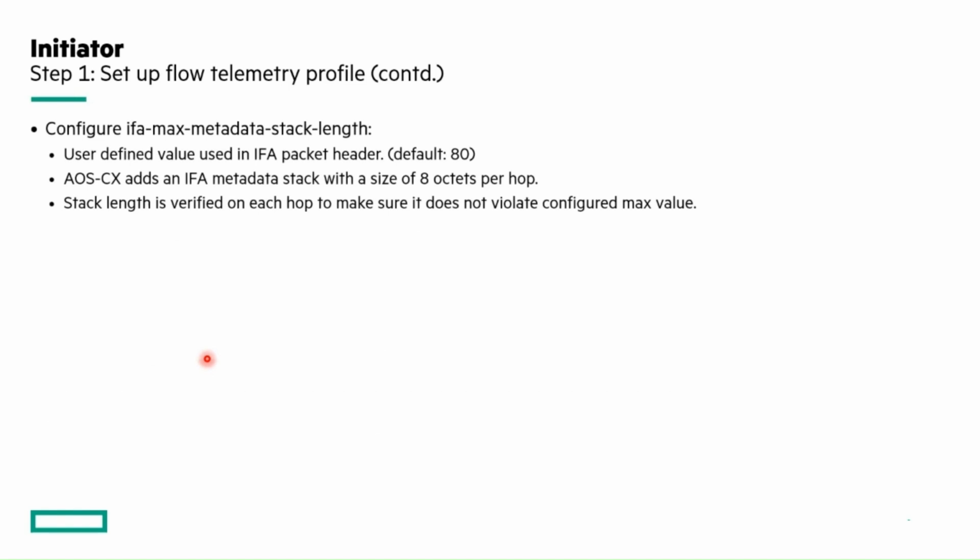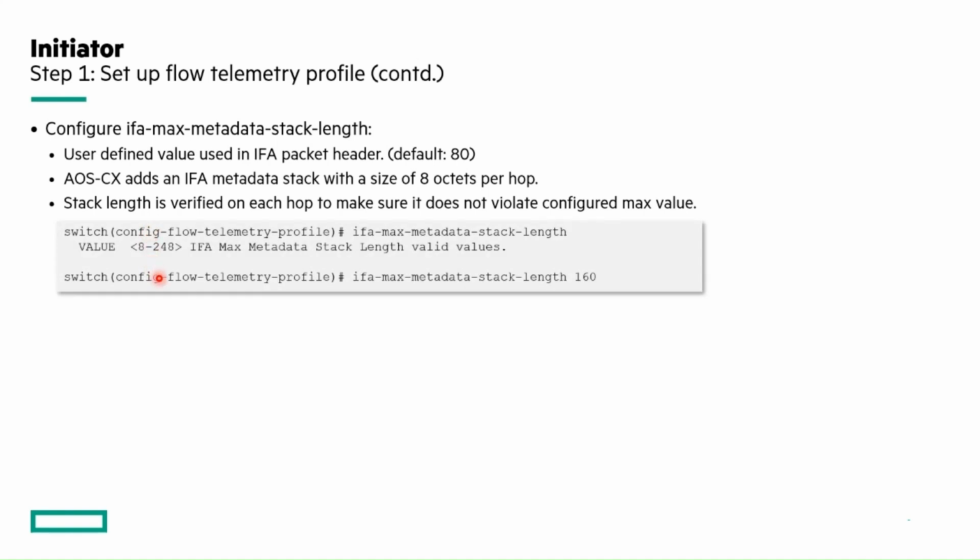Further, we have IFA max metadata stack length, which is a user-defined value used for the IFA packet header. This is 80 by default. Now, AOS-CX adds an IFA metadata stack with a size of 8 octets per hop, which means stack length is verified on each hop to make sure it does not violate the configured max value.